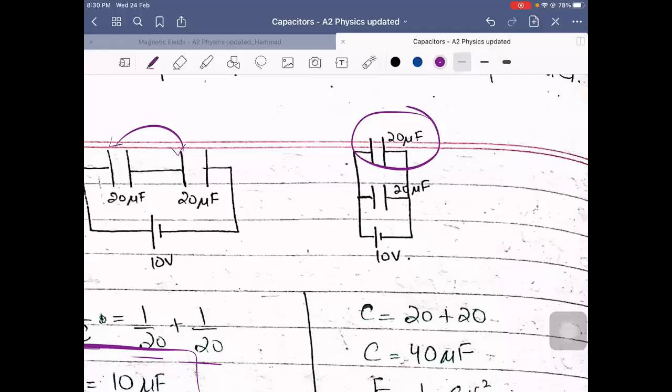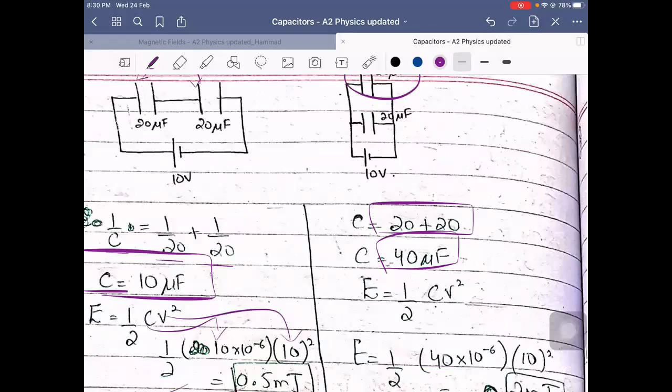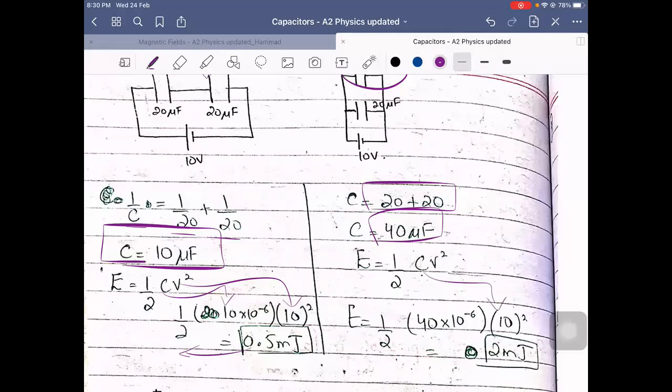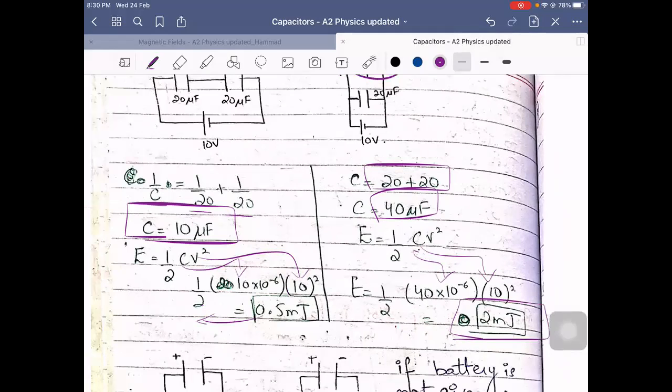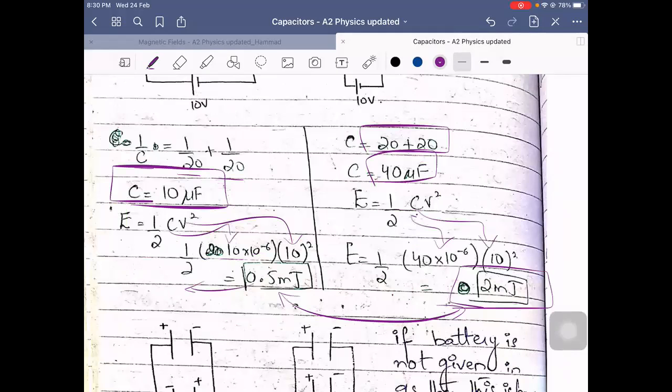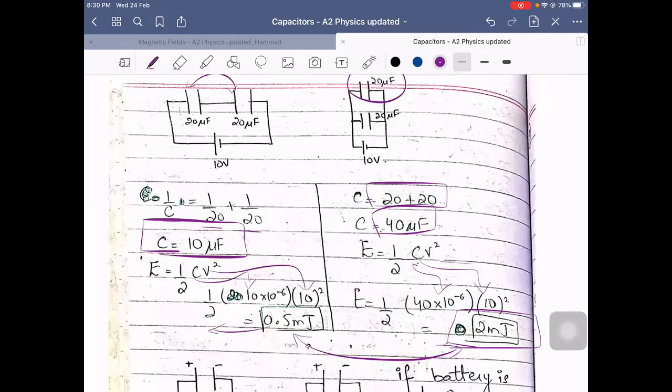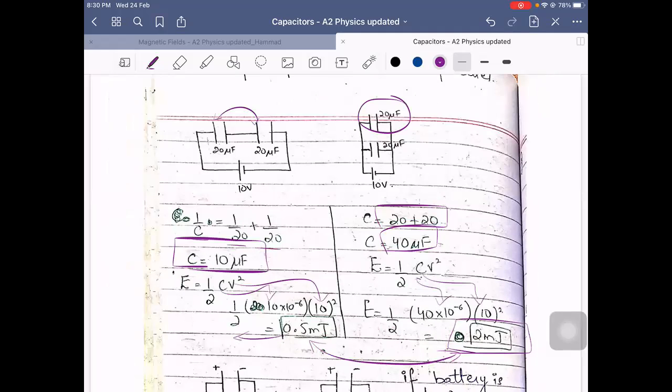The combined capacitance will add up. 20 plus 20 becomes 40 microfarad. The same battery is 10 volts. There's half CV squared. You square the value 10. You convert the microfarad value into farads, and you'll understand that the energy stored is 2 millijoules. If you were to compare this circuit with this, don't you think the parallel one stored 4 times the amount of energy as compared to a series circuit? Right? This is the reason why parallel circuit is preferred over a series circuit.